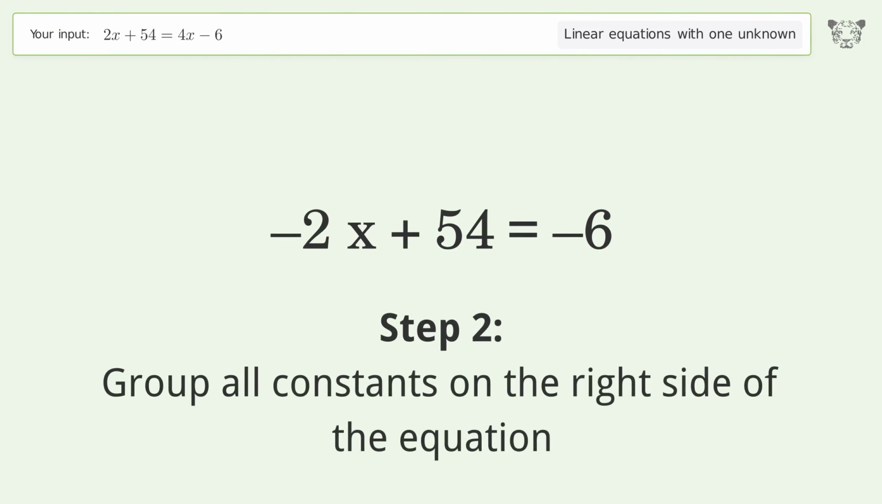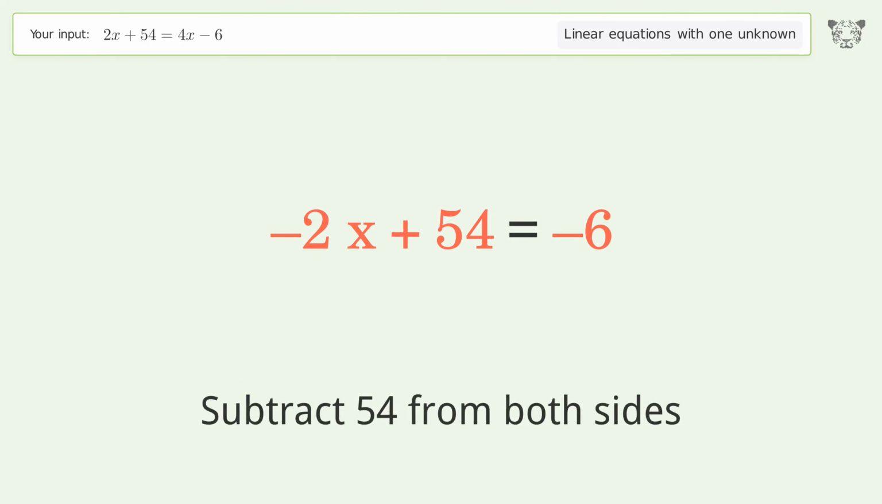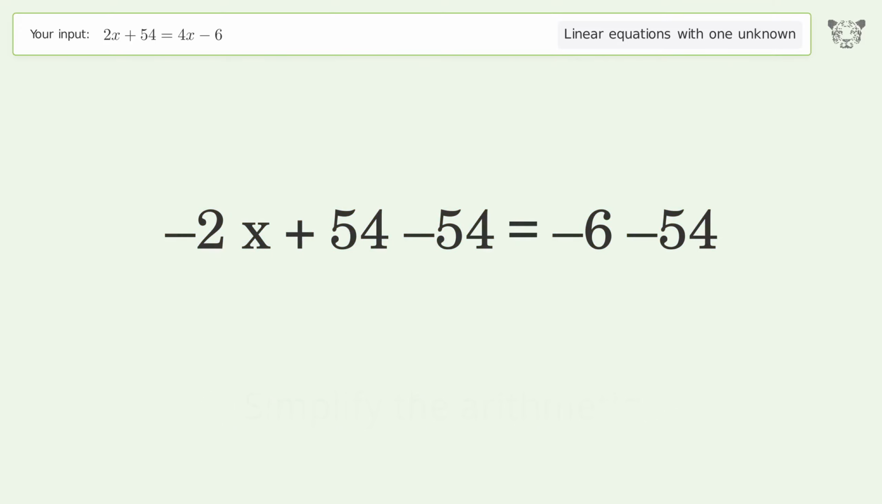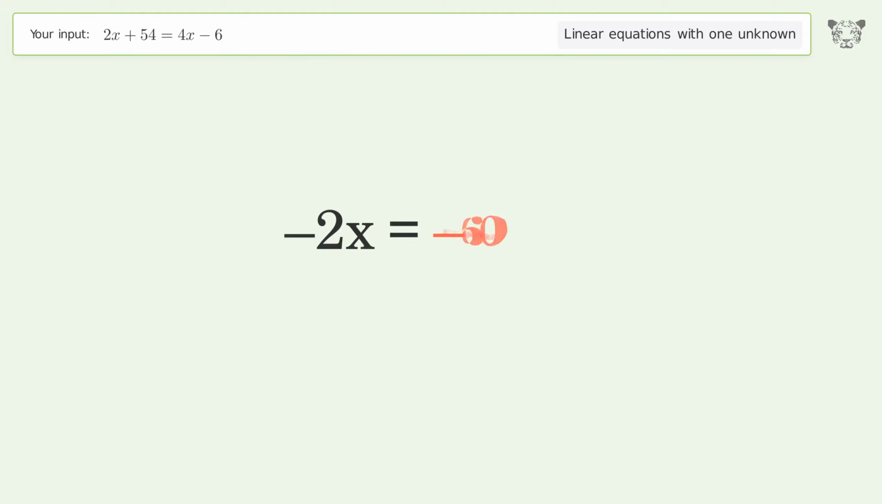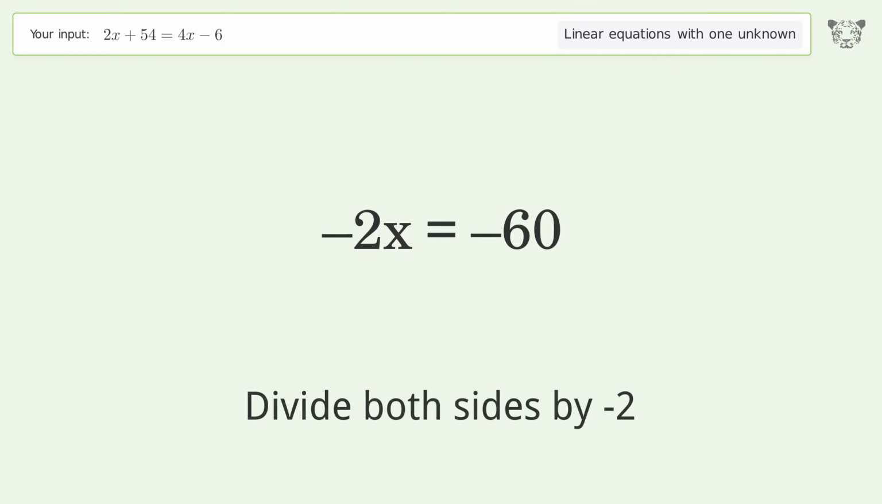Group all constants on the right side of the equation. Subtract 54 from both sides. Simplify the arithmetic. Isolate the x. Divide both sides by -2.